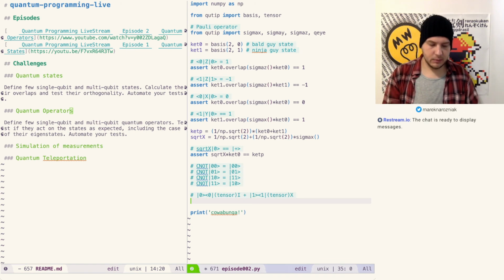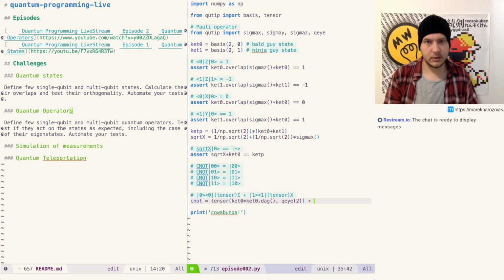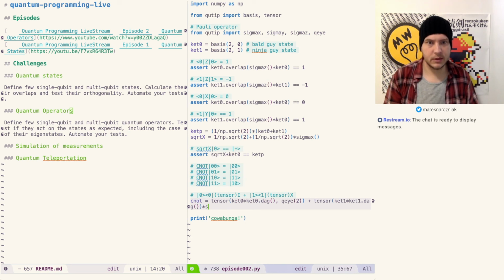So we can make it like this. Tensor. Remember the tensor? So ket 0 times ket 0 dagger, tensor identity, plus another tensor. It's going to be ket 1 times ket 1 dagger, tensor sigma x. Is that right? I think it is right.